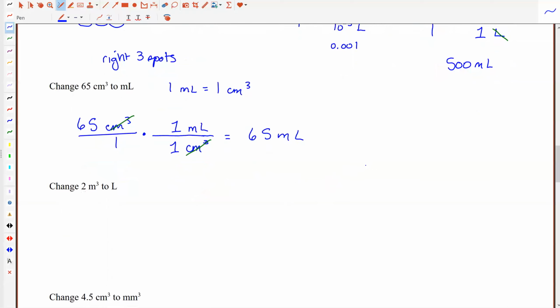All right, so for the next one, I want to change 2 cubic meters to liters. Now, I know for liters that 1 liter is equivalent to 1,000 cubic centimeters. But the problem on this one is I'm not in cubic centimeters, I'm in cubic meters. So the first thing I want to do is convert my cubic meters to cubic centimeters. And then once I have my units in cubic centimeters, I'll be able to use this relationship.